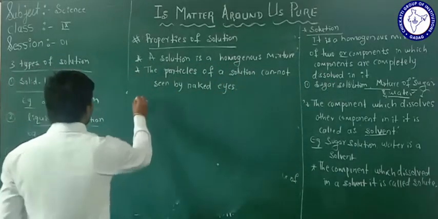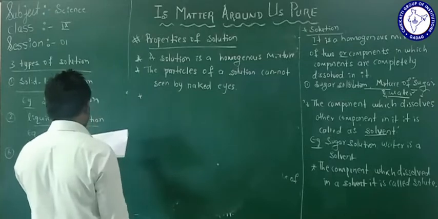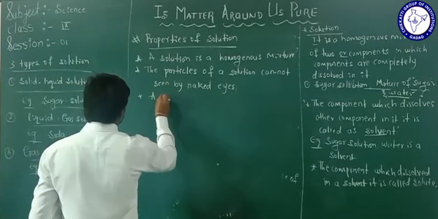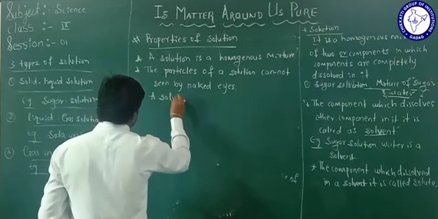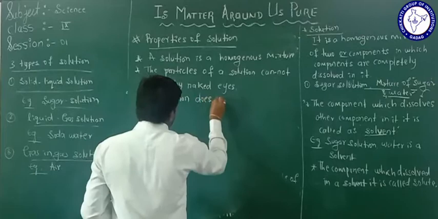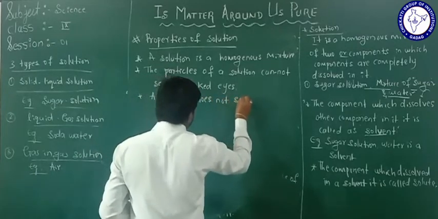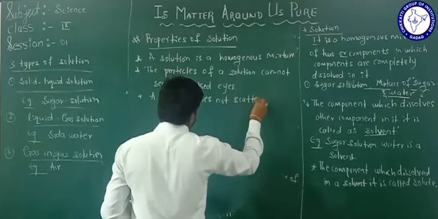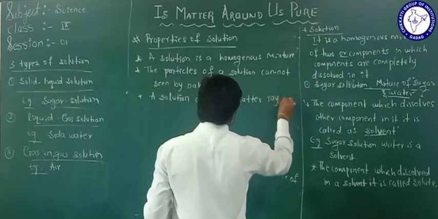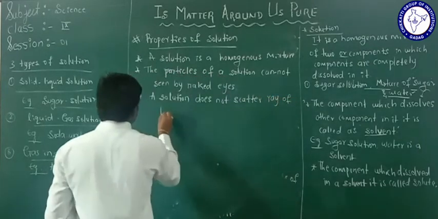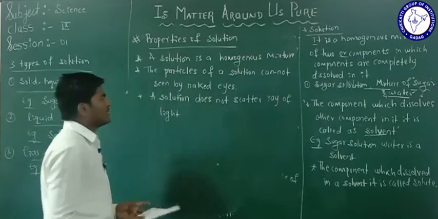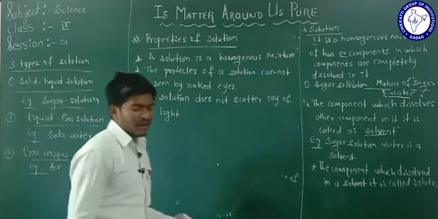Then the third property of the solution. What is the third property of the solution here? A solution does not scatter a ray of light. A solution does not scatter a ray of light.